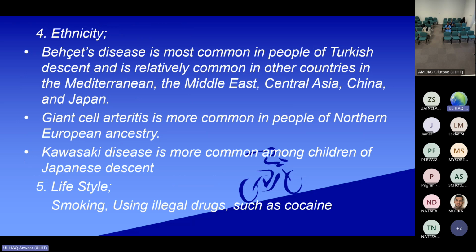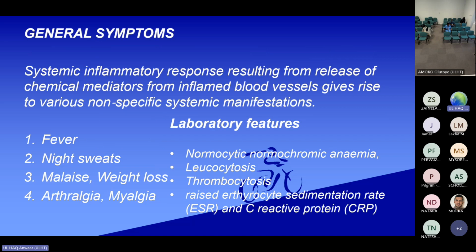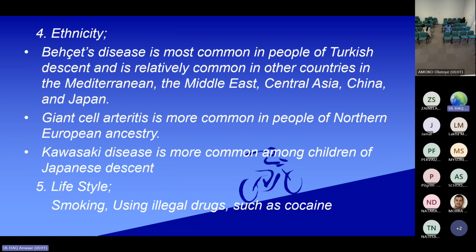Next is ethnicity. There are some vasculitides that are more common in certain areas. For example, Behçet disease is more common in people of Turkish origin, and especially in the Middle East, Central Asia, China, and Japan, along the Silk Road route. Previously, you might have heard about this one. So this disease used to be common there. Mostly people from the Mediterranean area, Middle East, and Turkish people who come with features of vasculitis, Behçet disease should be suspected in them.